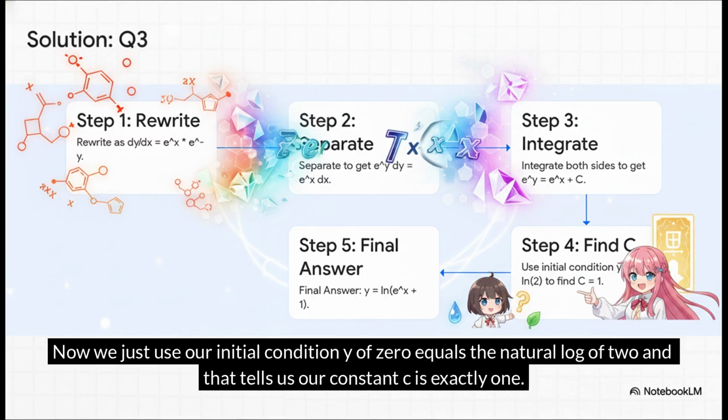Now we just use our initial condition, y of 0 equals the natural log of 2, and that tells us our constant c is exactly 1. And with that, we've got our final answer.